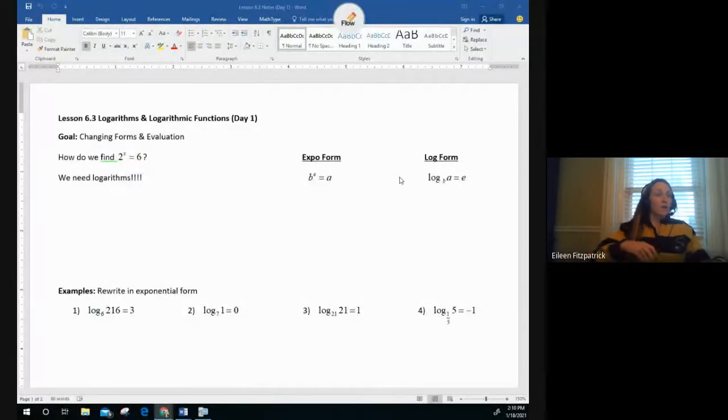Okay. So today we're going to start talking about logarithms and logarithmic functions. It is a new function that you've never studied before. Our goal today is to talk about changing forms and to evaluate.